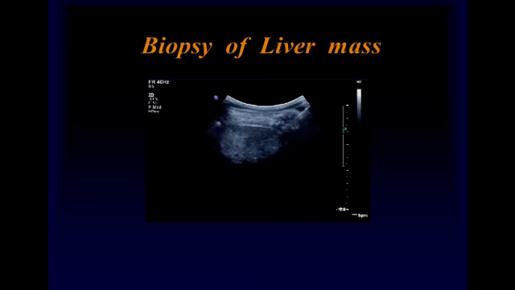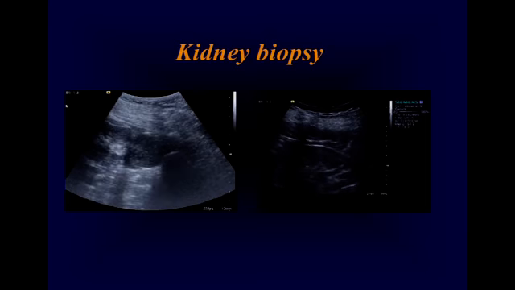When we do a biopsy of the liver mass, especially if the mass is close to the capsule or it's a subcapsular lesion, then it is very important to go through a normal liver tissue and then enter the mass and then fire your gun, so that the risk of hemorrhage can be minimized. As I said earlier, when we do a liver biopsy, it is very important to look at the coagulation profile, because some of these patients may have compromised liver functions with altered coagulation profile.